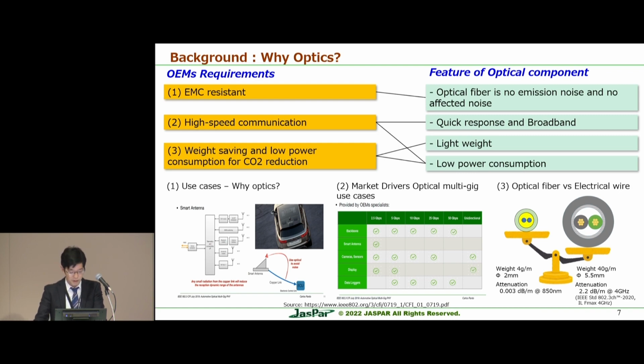Generally, most OEMs are always thinking of EMC, high-speed communication, weight, and CO2 reduction. To meet these requirements, components with high EMC resistance, quick response, broadband, lightweight, and low power consumption are required. We think optics are the best solution.